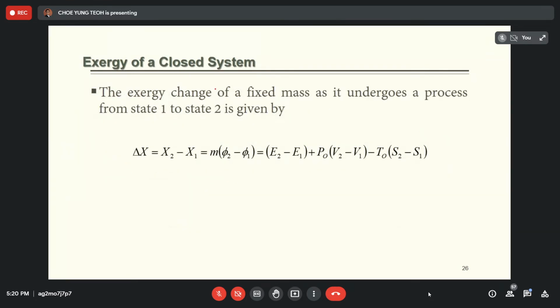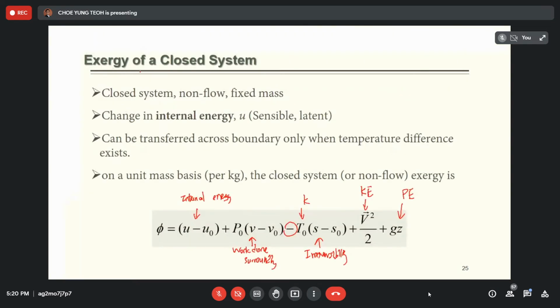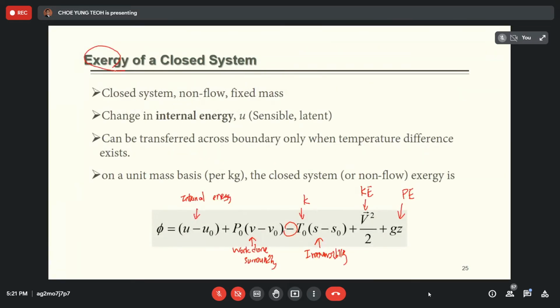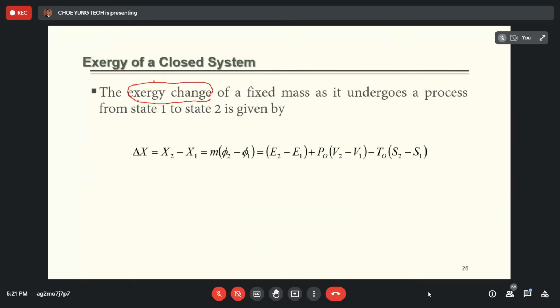Next, we calculate the exergy change. This is exergy, and this is change of exergy. What's the difference? When we measure the exergy, we consider the amount of energy you can release from the initial state to the dead state, which is the surrounding condition. Exergy refers to the calculation of the maximum possible power output, so you consider release of 100% of the exergy you have. But for this one, we are going to measure the exergy change between two states, from state 1 to state 2.